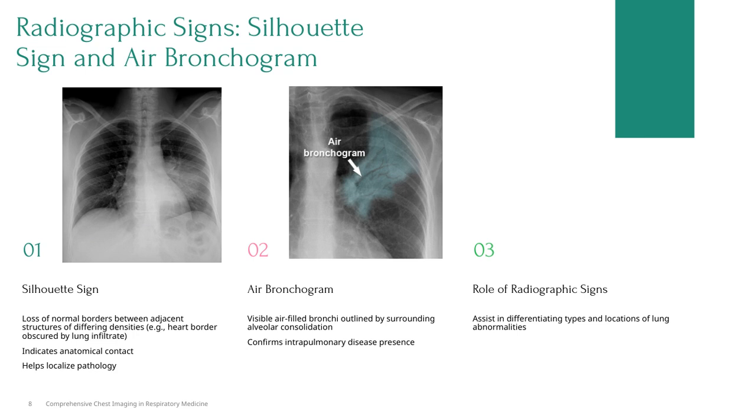Both of these signs, the silhouette sign and air bronchogram, play a crucial role in our diagnostic process. They assist us in differentiating between various types of lung abnormalities and help pinpoint their exact location. Recognizing these signs improves our ability to interpret radiographs accurately and ultimately guides our clinical decisions.